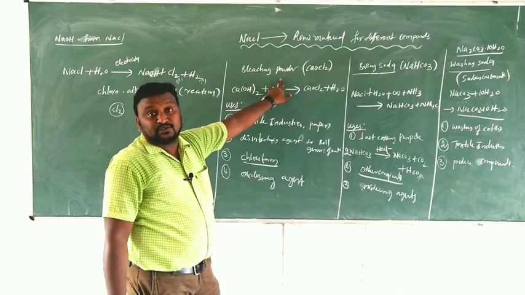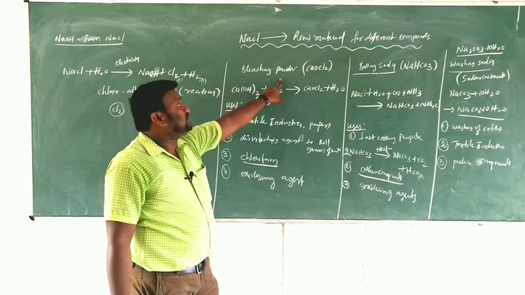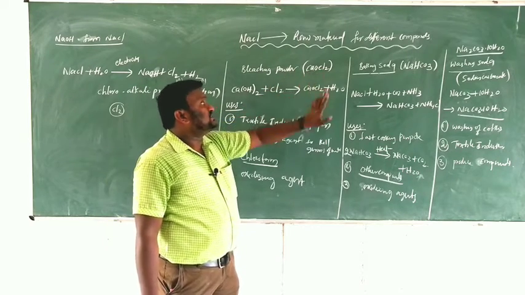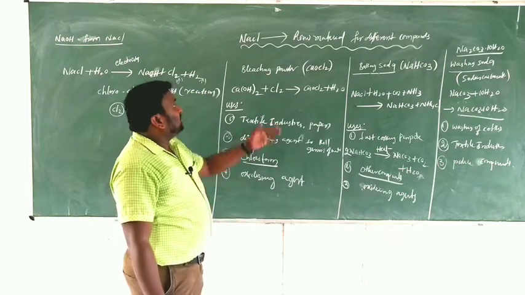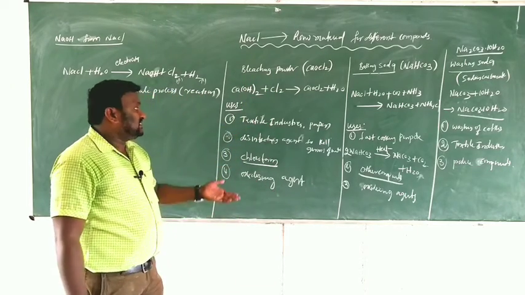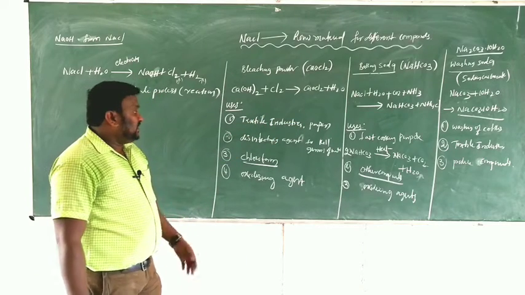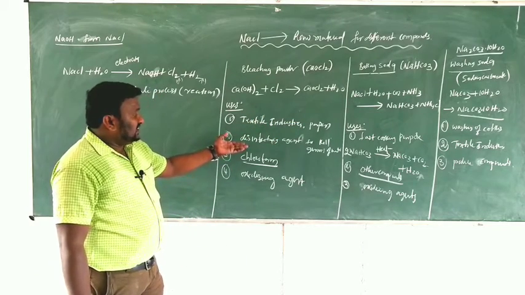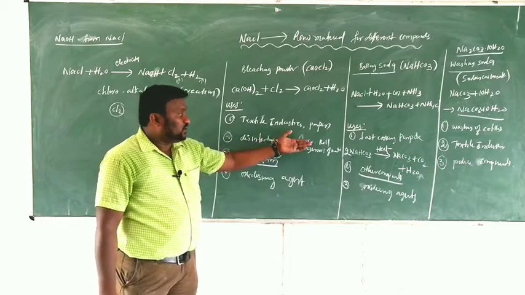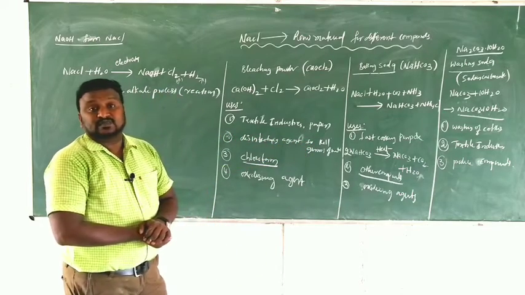From the examination point of view, what is the chemical formula of bleaching powder? It is CaOCl2. Here are the uses of bleaching powder: textile industries, paper industries, and as a disinfecting agent to kill germs, as I told you.